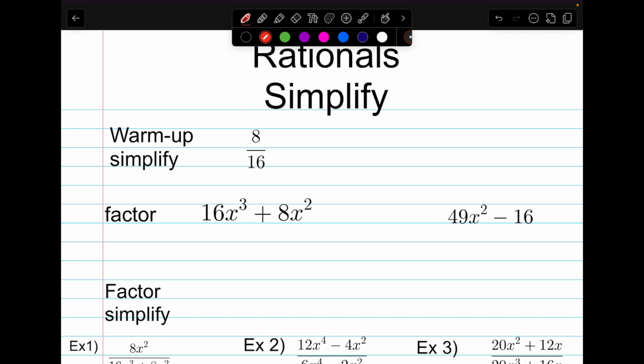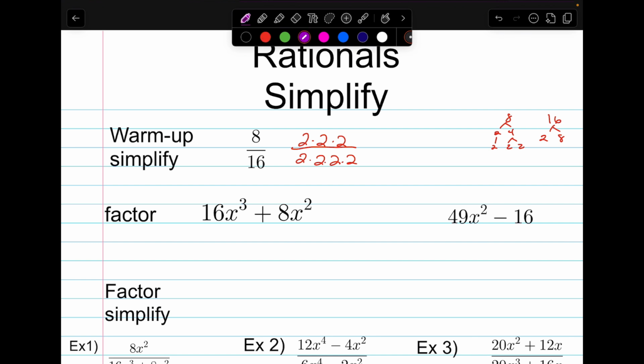So 8, I'm going to do it on this side. So 8 is just 2 times 4, which is 2 times 2 times 2. So I'm going to write 2 times 2 times 2. 16 is just 2 times 8. And we already know that 8 is 2 times 2 times 2. So we have that 2 and then 2 times 2 times 2.